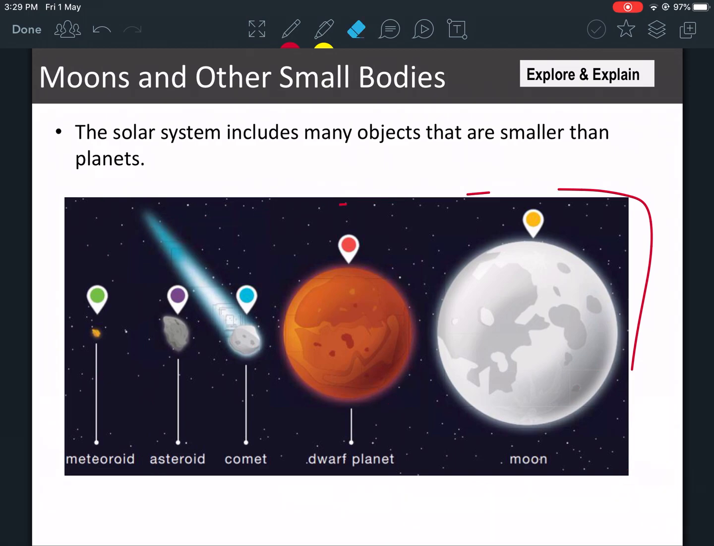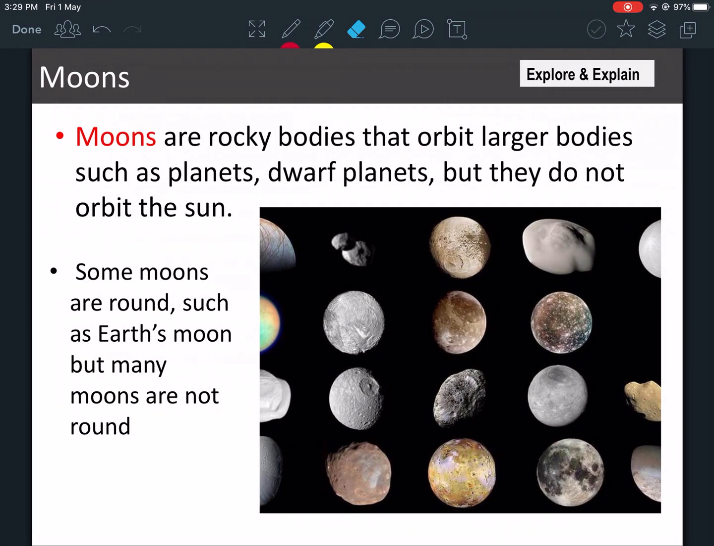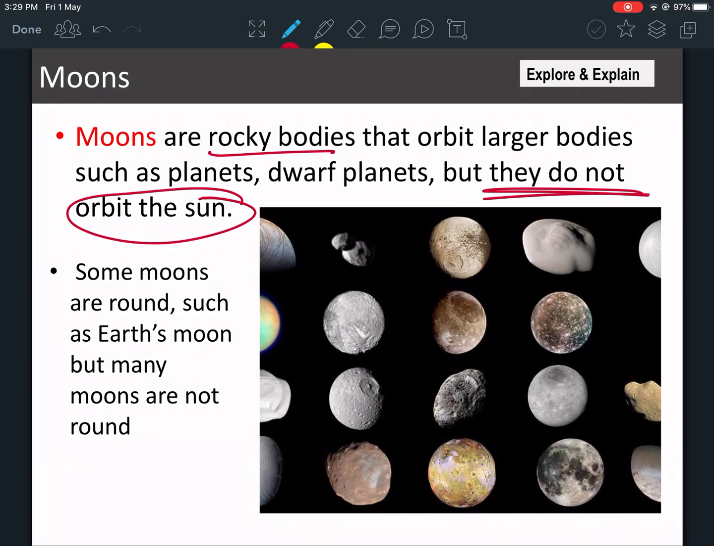Alright. So, moons, they're rocky bodies, they're made of rock, that orbit larger bodies. They do not orbit the sun. If they orbit the sun, then maybe if they're large enough, they'd be called a planet or a dwarf planet, but they don't orbit the sun. They orbit other planets. Our moon orbits the Earth. Other moons orbit the planets, but they do not orbit the sun. That's the only difference between a moon and a dwarf planet or other planets: the moon orbits planets, the planets orbit the sun.